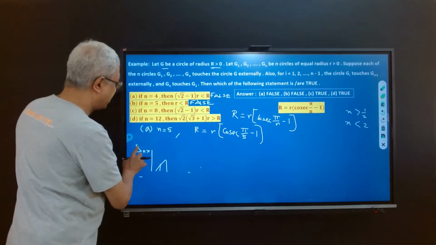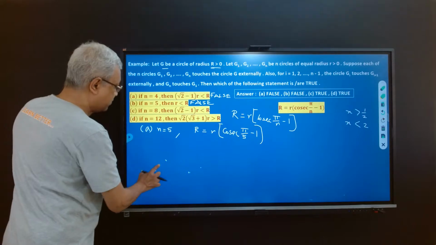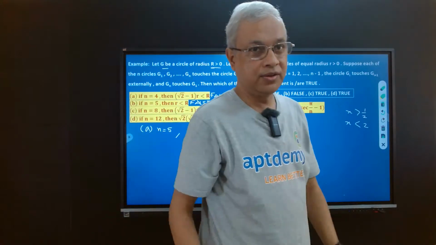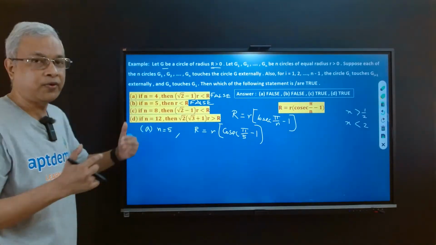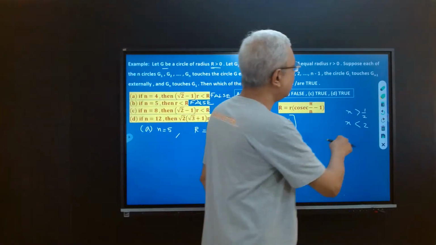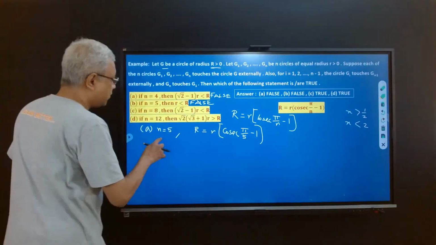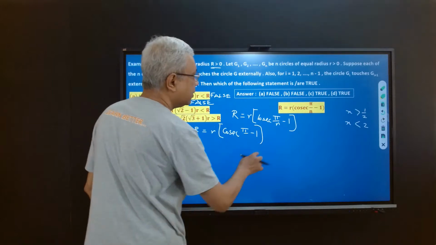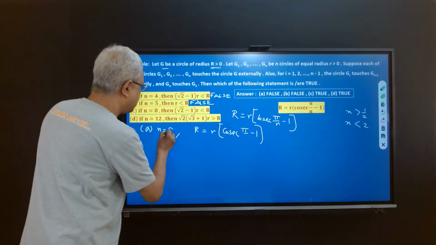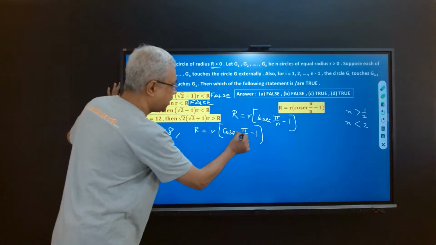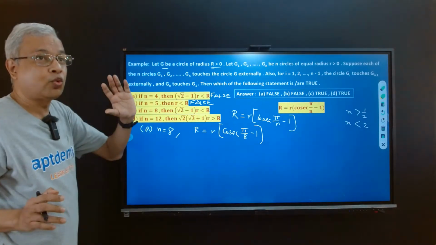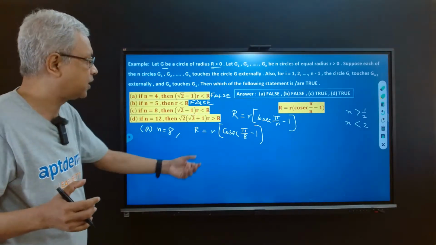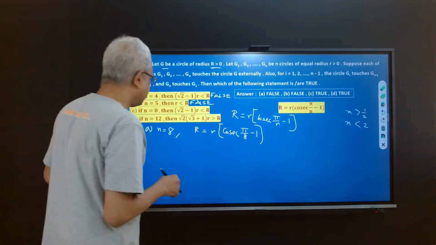Now n value is 8. That means pi by 8 is how much? Pi by 4 is 45 degrees. Half of 45 degrees is 22.5 degrees. So how do I solve this? The third part is n equal to 8, so it is cosec pi by 8. But cosec 22.5 degrees I also do not know readily. We can calculate the value of cosec pi by 8, but let us apply some trick over here.